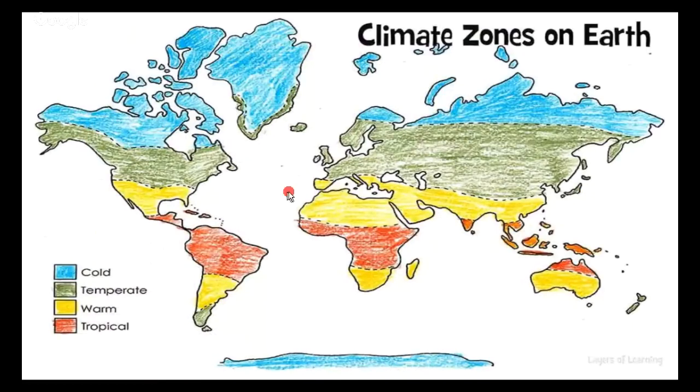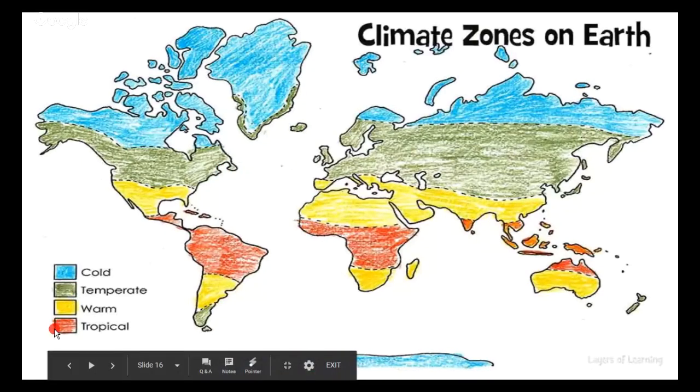Climatic zones, the different zones on Earth. So let's look at this. All the areas in blue would be what areas? Cold. Polar areas, the frigid zone. They're cold.